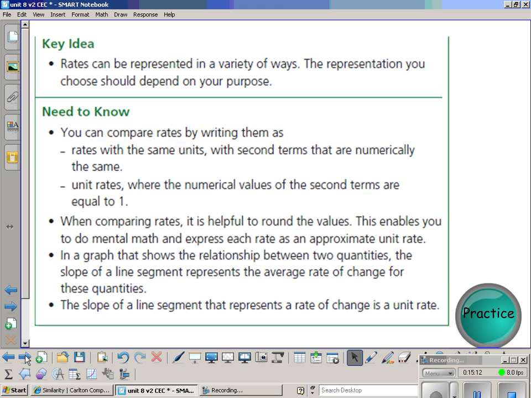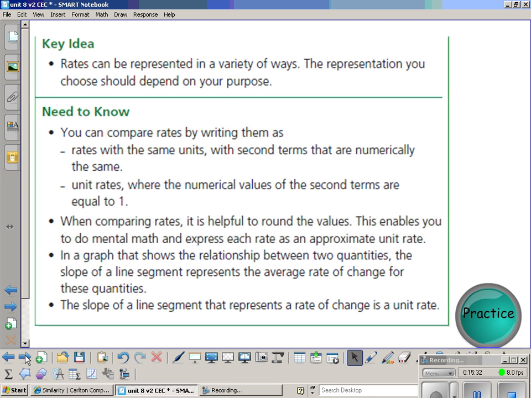So here are some key ideas. Rates can be represented in a variety of ways. The representation you choose should depend on your purpose. So you might show them by graphs, you might show them as meters per second. There's different ways you can show rates, maybe per 100 kilometers.